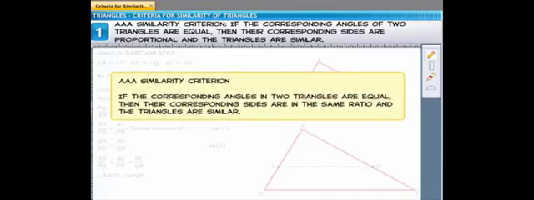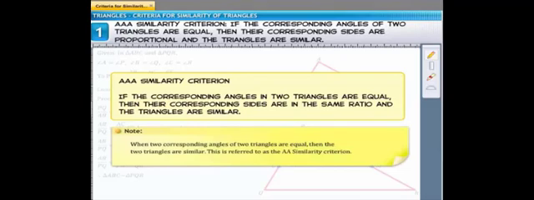We have proved that if the corresponding angles in two triangles are equal, then their corresponding sides are in the same ratio and the triangles are similar. This is the AAA similarity criterion. An important point to note is that when two corresponding angles of two triangles are equal, then the two triangles are similar. This is referred to as the AA similarity criterion. The converse of this theorem defines the second similarity criterion, the SSS similarity criterion. We'll discuss it next.